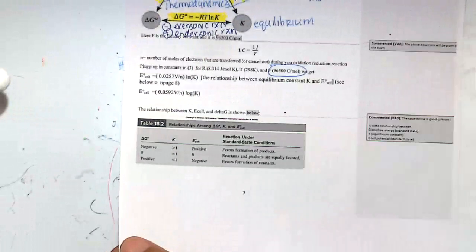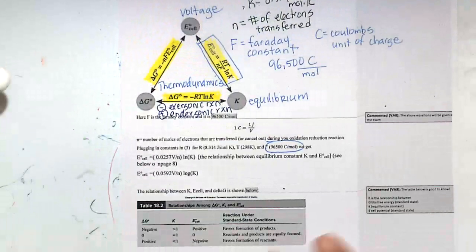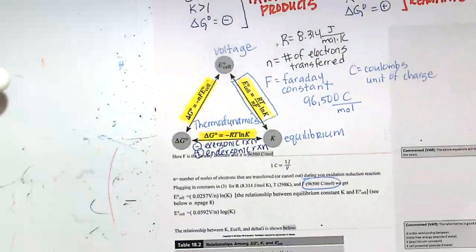So that's shown here in this table. And I'll give you these equations, okay? Relating chapter 16, 17, and 18. Chapter 16 was equilibrium, chapter 17 was thermo, and then chapter 18 is batteries, voltages.